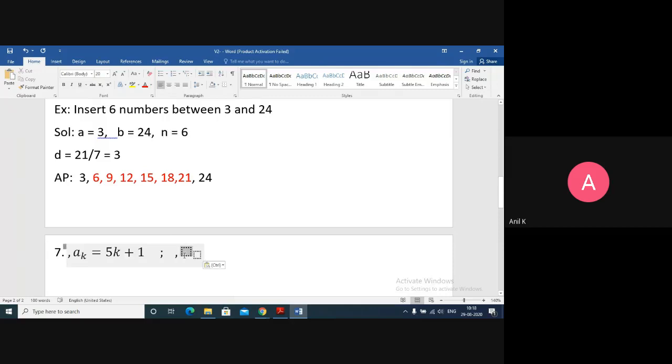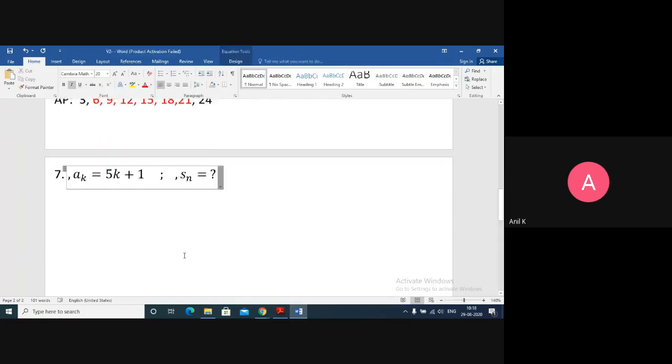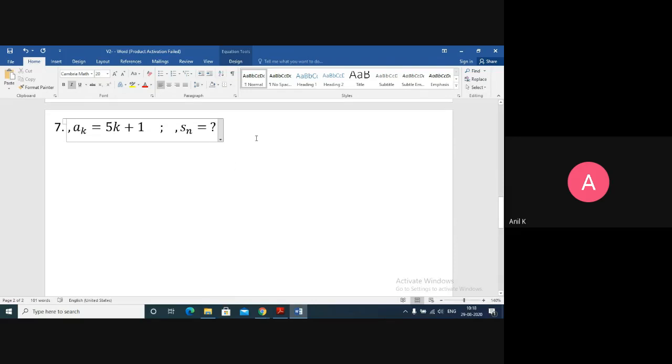So what does Sn equal? This is the question, and this is what you have to find. Instead of the nth term, they have given the kth term. So take k value as 1. Then I get a1 as 5 into 1 plus 1, which is 6.